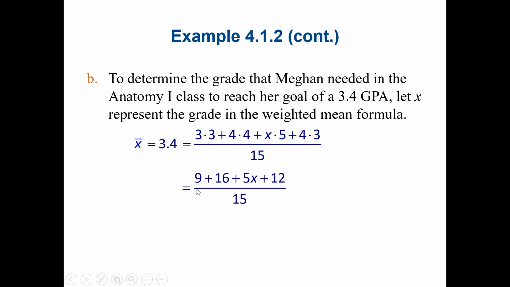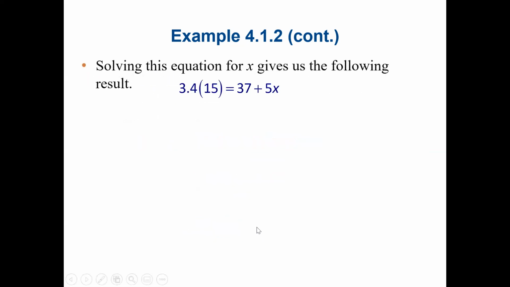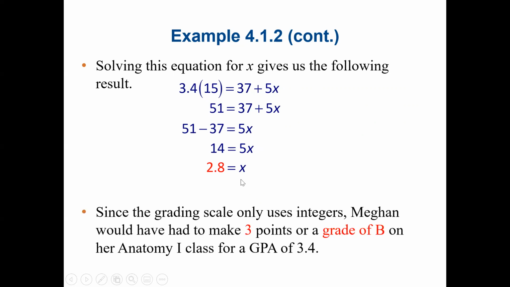So we are going to multiply 3 times 3 is 9, 4 times 4 is 16, X times 5 will be 5X, and 12. Then we can cross multiply, we get 37 plus 5X over 15, then 15 multiplied by 3.4. So we solve 3.4 times 15 equal to 37 plus 5X. And then we can solve for X.